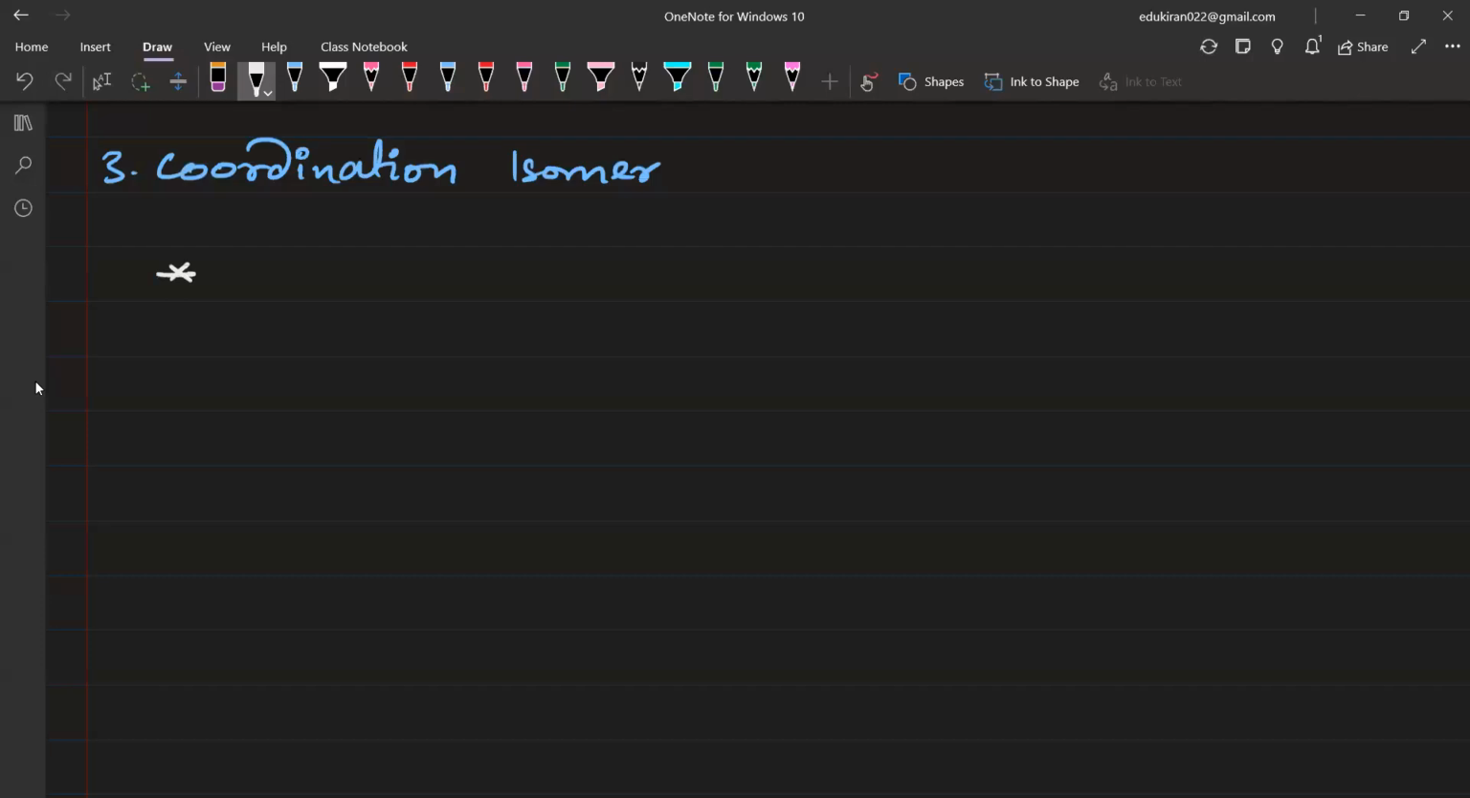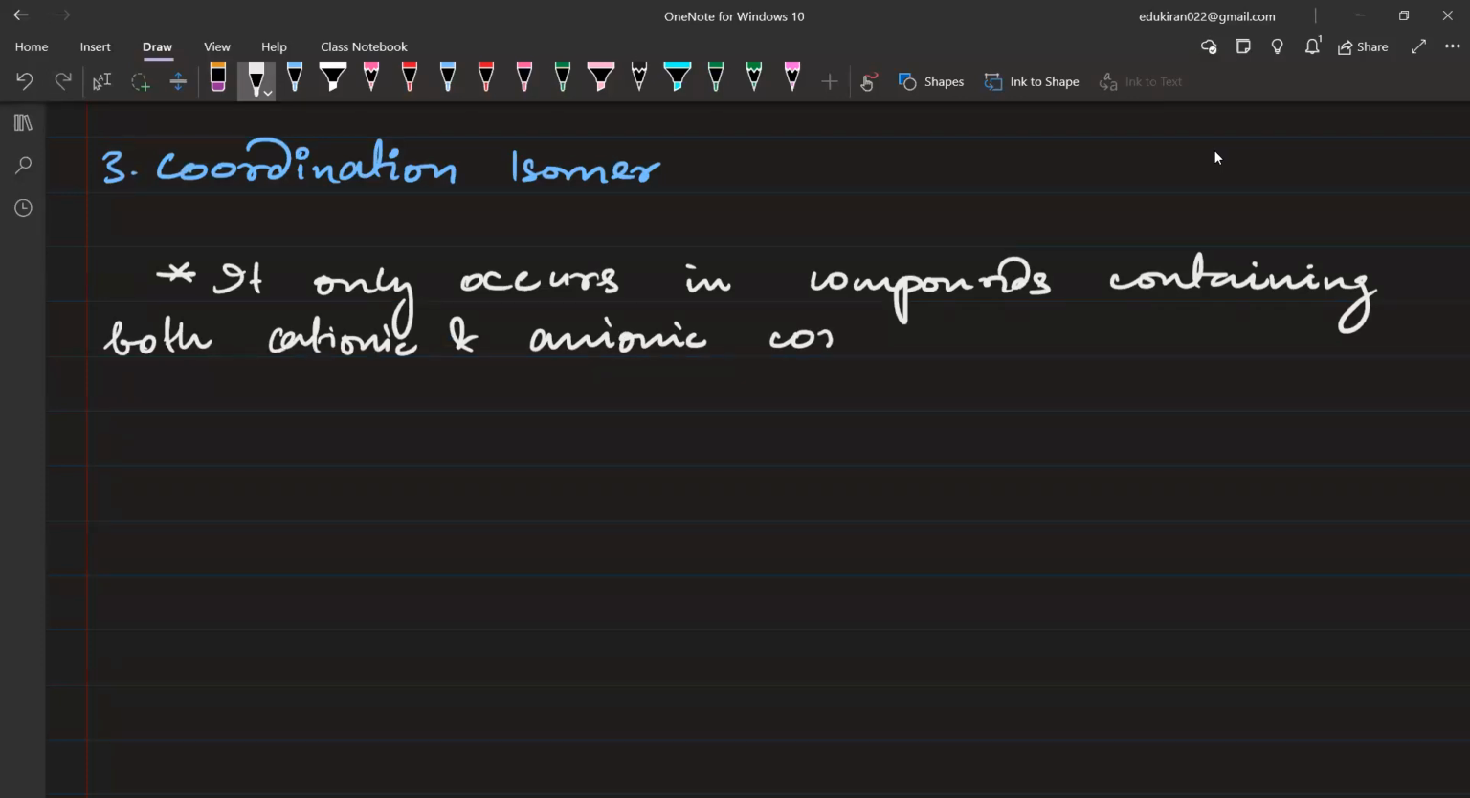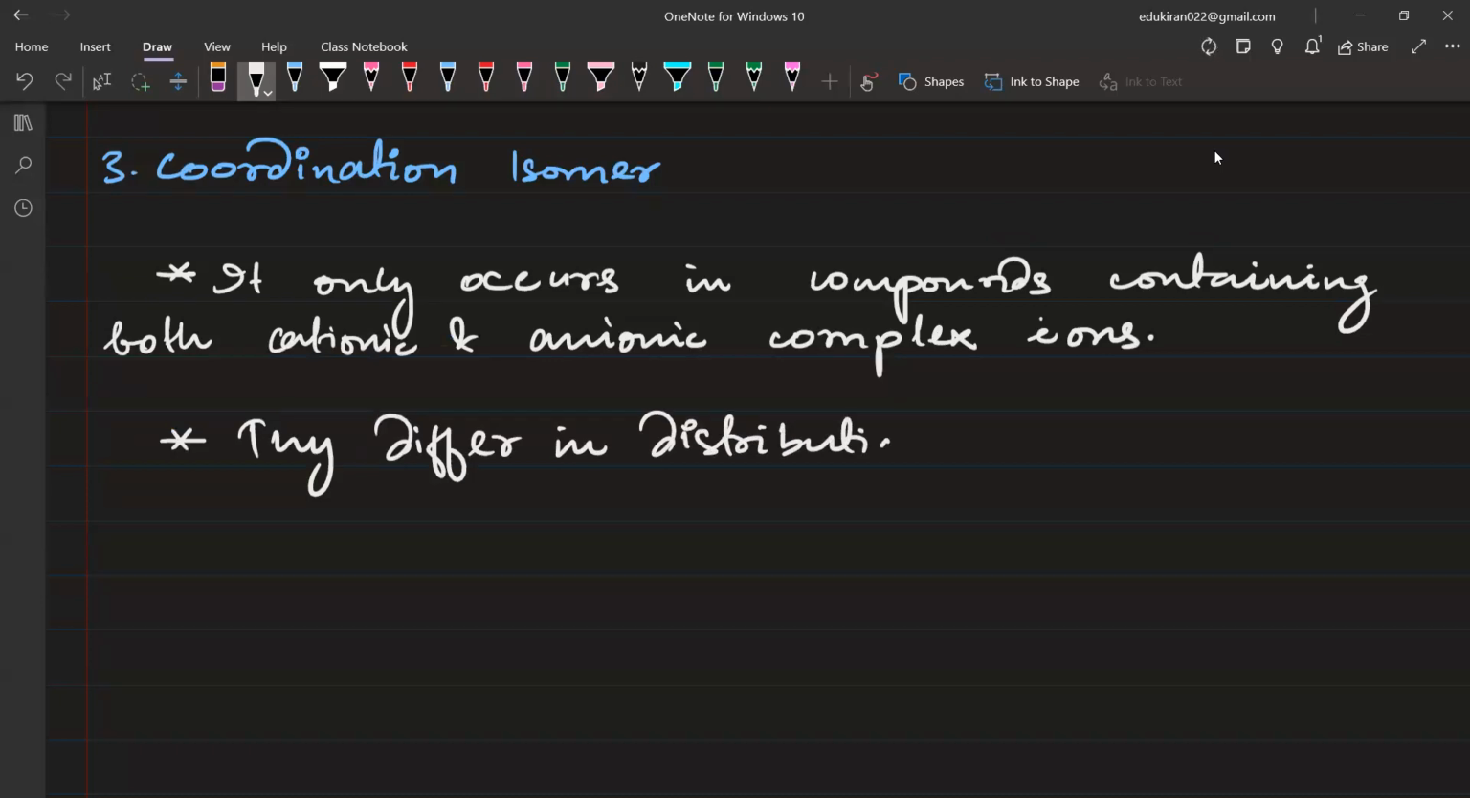ये सबसे पहली बात तो इसमें एक पॉइंट लिख लीजिए, आपको बहुत इंपॉर्टेंट है। It only occurs in compounds containing both cationic and anionic complex entities, complex ions है ना। तो complex ion ना cation भी है और anion भी है। Now how do they differ? They differ in distribution of ligands, ठीक है। The distribution of ligands is different.